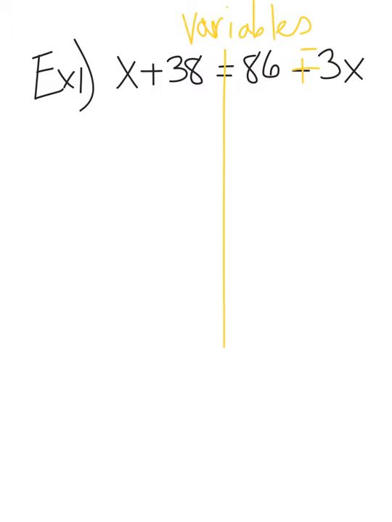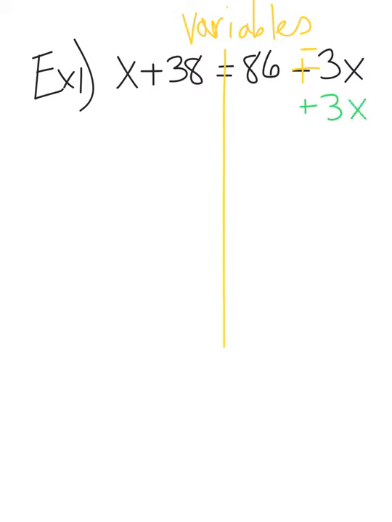But what you're going to notice is I've got a letter on one side and a letter on the other. We need to get our letters together first. I'm going to move that -3, and here's why. I know the opposite of a -3 is a +3, so I'm dealing with positive numbers.